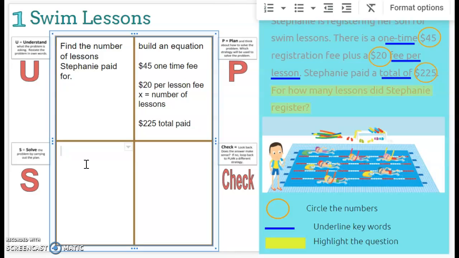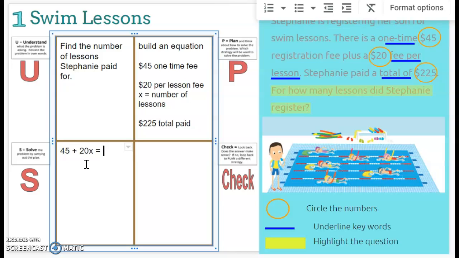Now I need to actually write it out. So I have my one-time fee, which is $45, and I'm going to leave my dollar signs out of this to make it a little easier. I need to add that to the $20 per lesson, but I don't know how many lessons there are. But I'm going to multiply that by how many there are. And at this point, I don't know, so I'm going to use my variable of X.